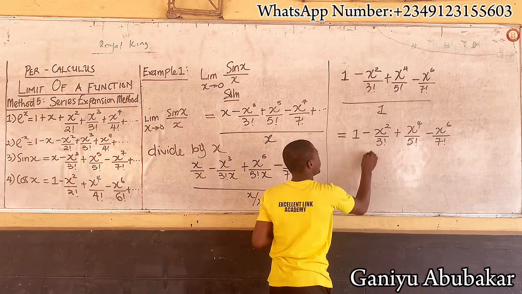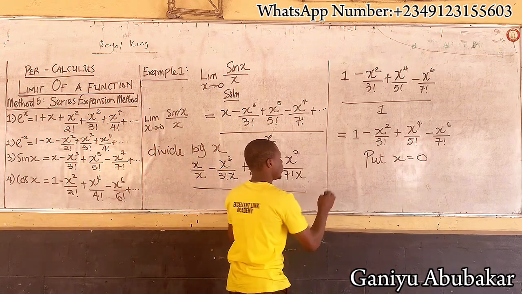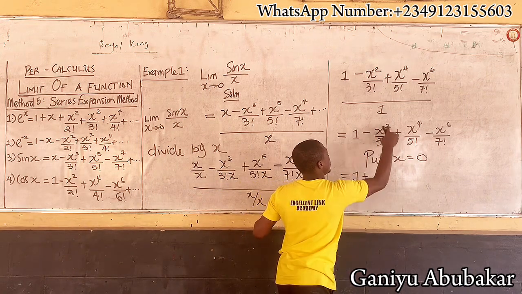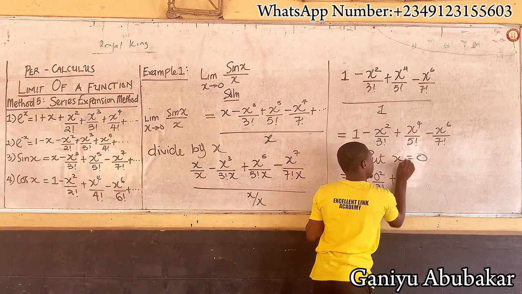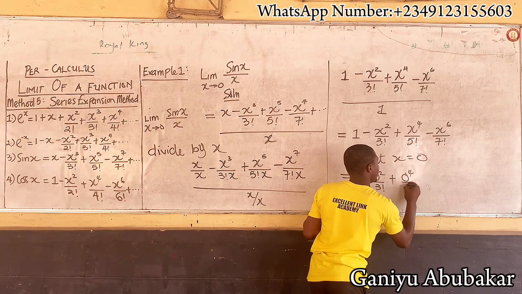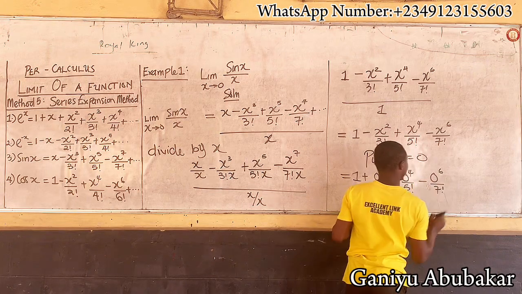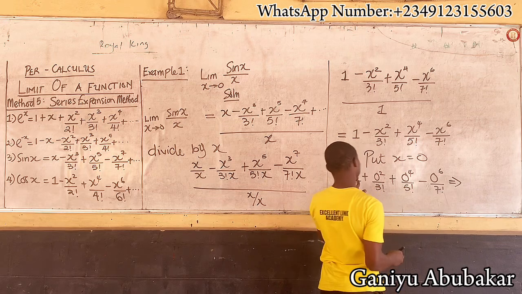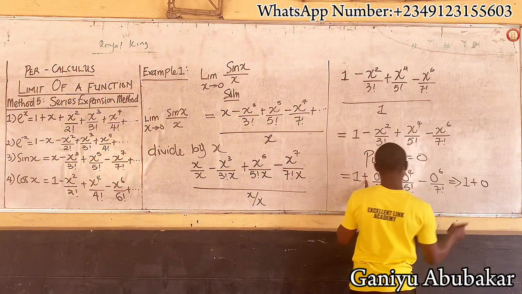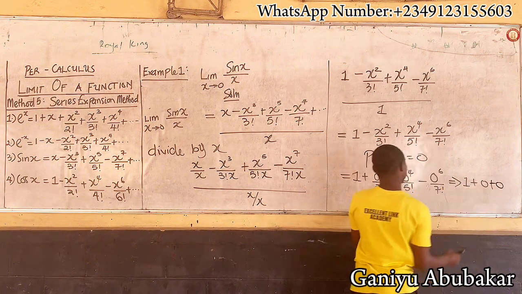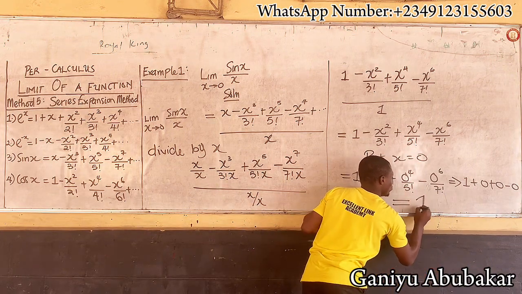At this point, I'll put x as 0 into the function. This is now equal to 1 plus 0 squared over 3 factorial plus 0 to the power 4 over 5 factorial minus 0 to the power 6 over 7 factorial. This is now equal in value to 1 left, plus 0 plus 0 minus 0. My final answer here is equal to 1.